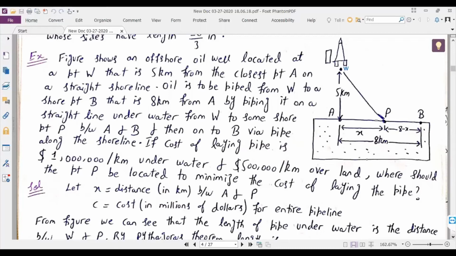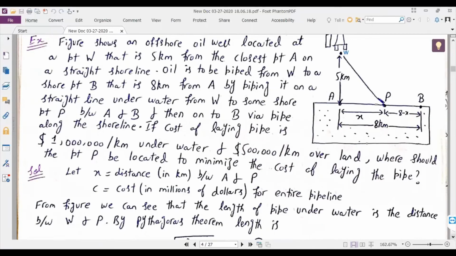Now, this is the problem. The distance of point W from A is 5 kilometers. The distance between A and B is 8 kilometers. If the distance between A and P is x, then obviously the distance between P and B will be 8 minus x. Now you have to find the location of point P to minimize the cost of the pipe.